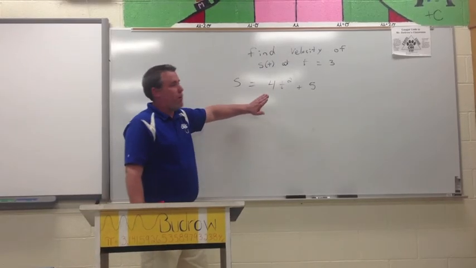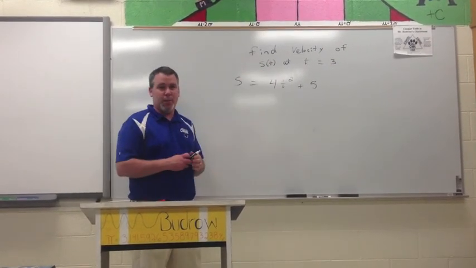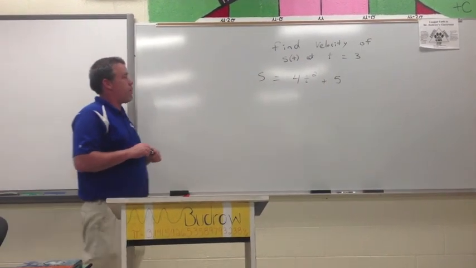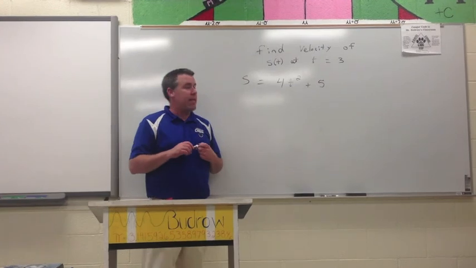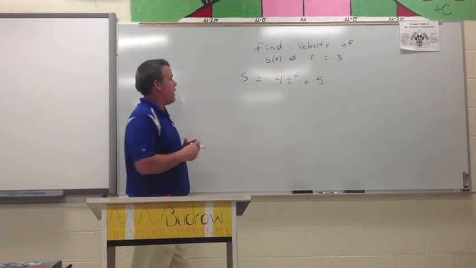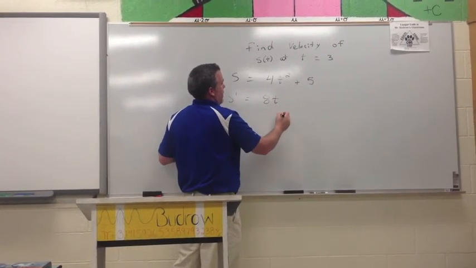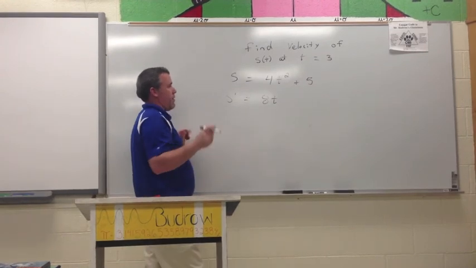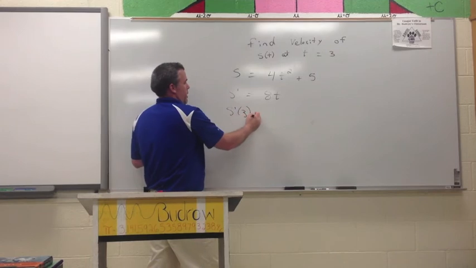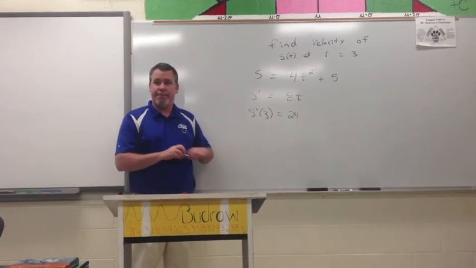Right, so coming back from where we left off yesterday, we need to find the velocity of this position equation. We're trying to find the velocity at time equals 3. So remember, velocity is the derivative of position, because change in position over time is velocity. So s prime would be 8t, and the derivative of 5 is a constant, so that's just 0. Now we put in 3, and we get 24.